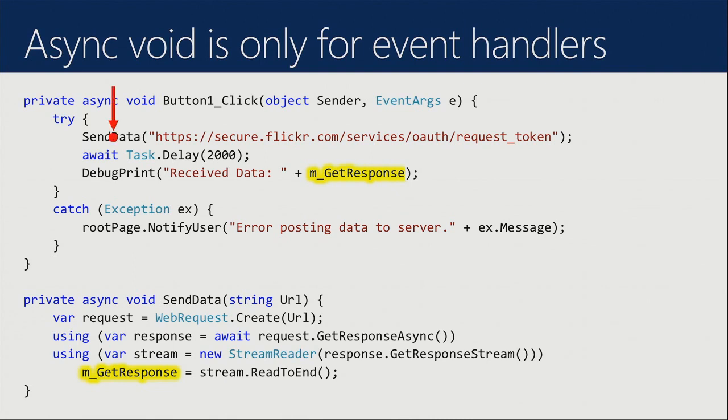Now, of course, if you look at how this executes, when the event handler is called, control comes in, we call send data. It goes to the send data method, starts executing it. Now, as soon as it comes to the first await, you guys know what happens?